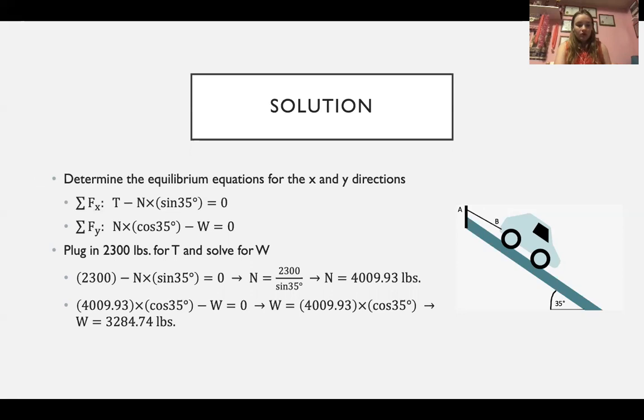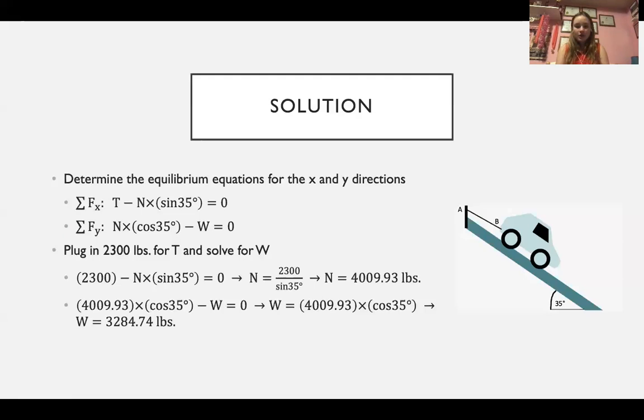So now that we have our two equations set up to solve for the weight, we're going to plug in 2,300 pounds, which is the tension of the cable, into the first equation, and it solves out as N equals about 4,000 pounds. Then we use that number and plug it into the sum of F in the y direction equation, and solve that out to get W, and W equals 3,284.74 pounds, or roughly 3,280 pounds.